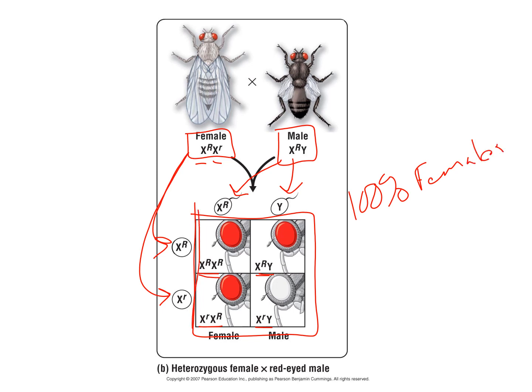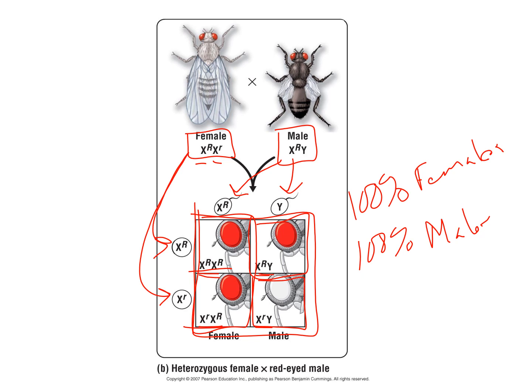So this is 100% of the females. You have two boxes, so each box is worth 50%. In this case, 50% will be homozygous red and 50% will be heterozygous. Then when you talk about the males, you talk about 100% of the males. And in this case, 50% of the males will have the red I allele, 50% will have the white I allele.